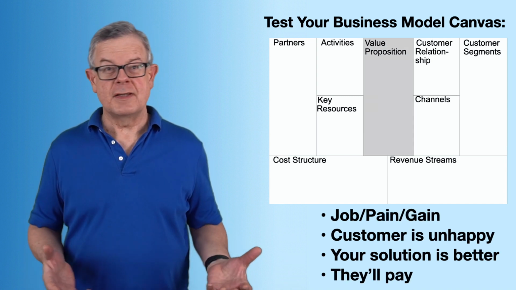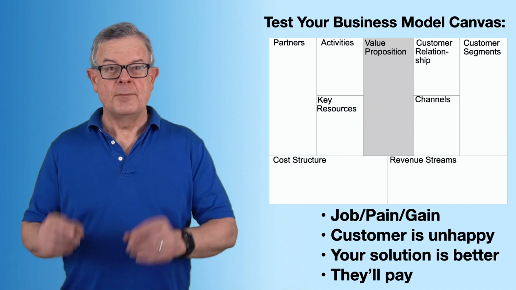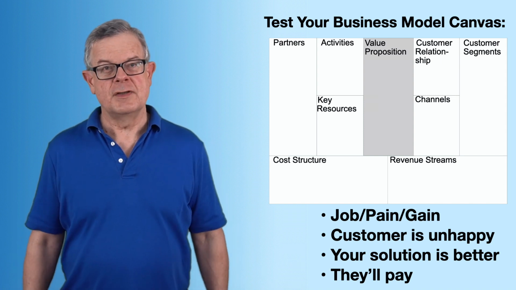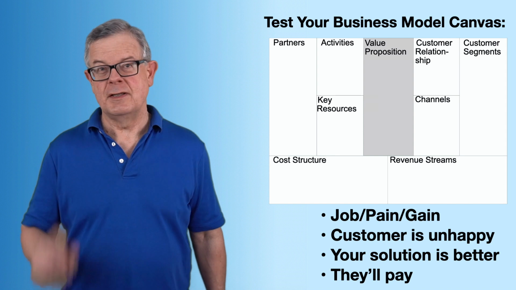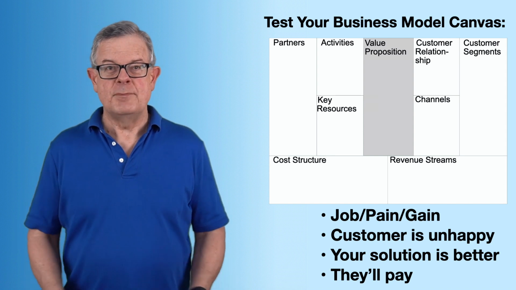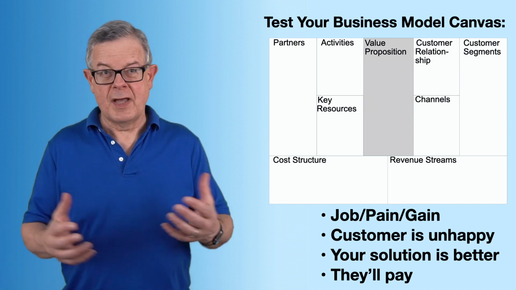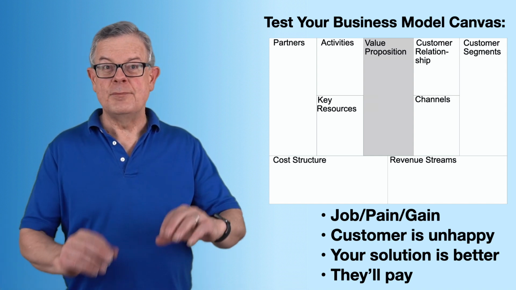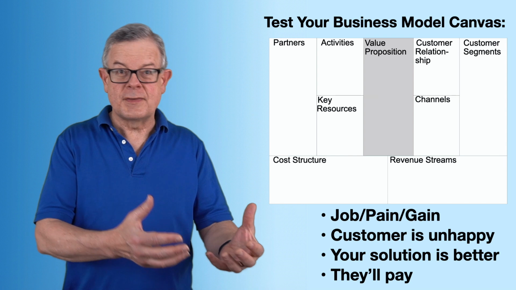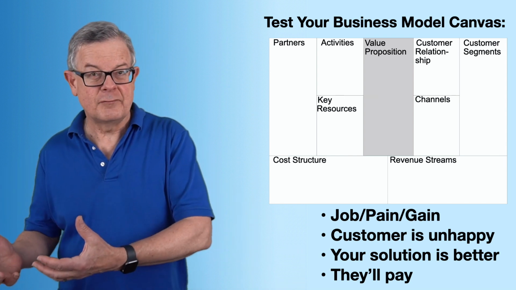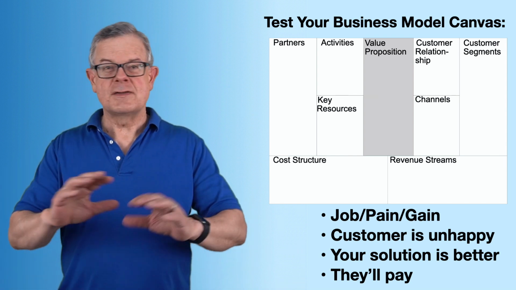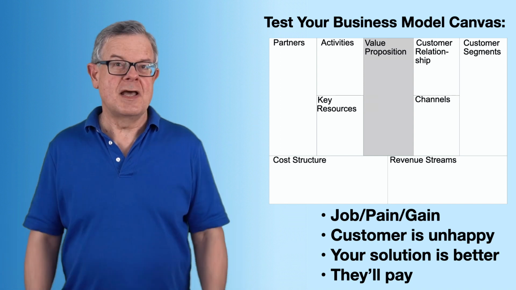So testing every segment of the canvas is important, but I would say that the value proposition is probably the single most important segment to test, because it really addresses the question of, if you build it, will they buy it? Now you need to make sure that you can build it at a cost that's acceptable given how much you can sell it for. But still, if you're not solving a compelling problem, there's not a business there.